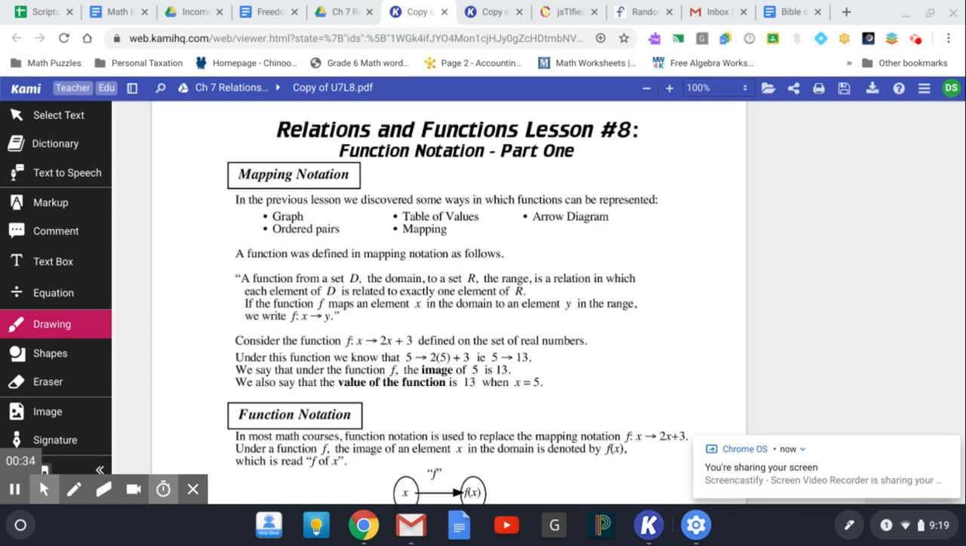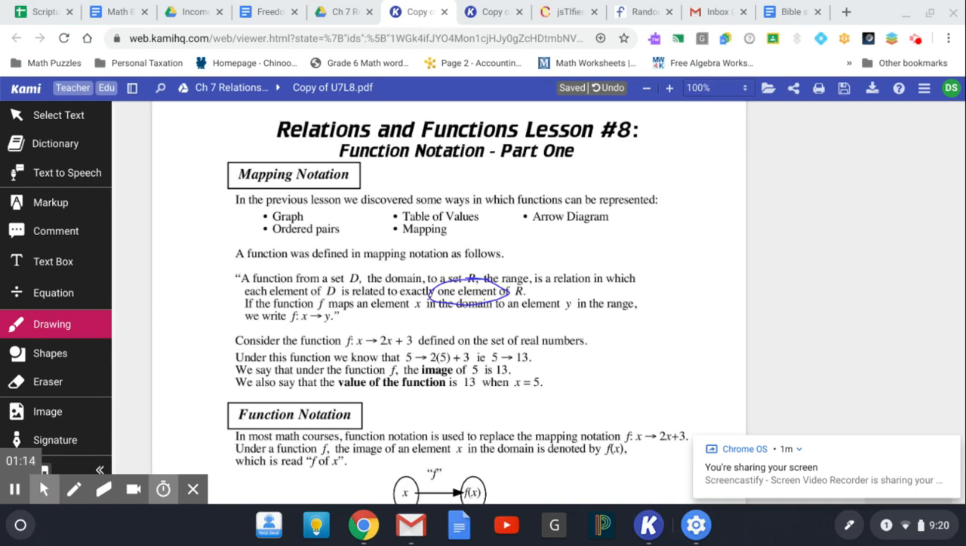It says, in the previous lesson, we discovered some ways in which functions can be represented: a graph, ordered pairs, table of values, mapping, and an arrow diagram. A function was defined in mapping notation as follows. A function from a set D, the domain, to a set R, the range, is a relation in which each element of D is related to exactly one element of R. Now this is important, one element. If the function f maps an element x in the domain to an element y in the range, we write f, that's for the name of the function, then we go x to y.